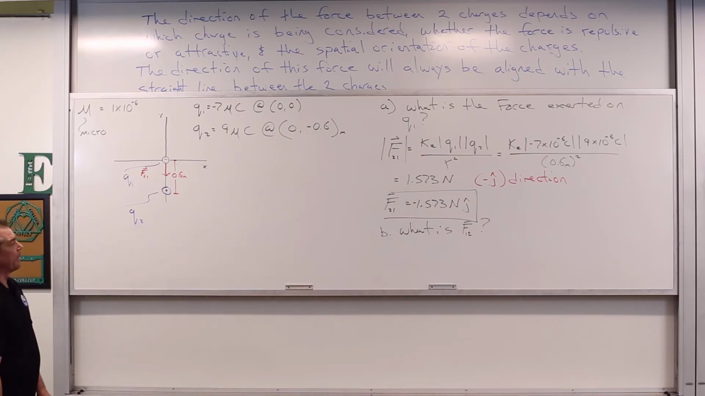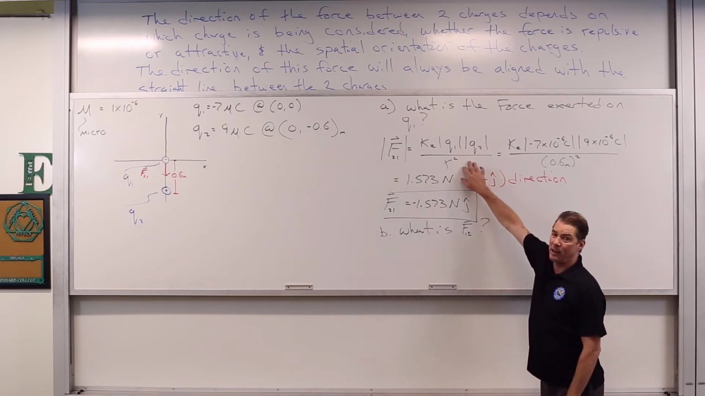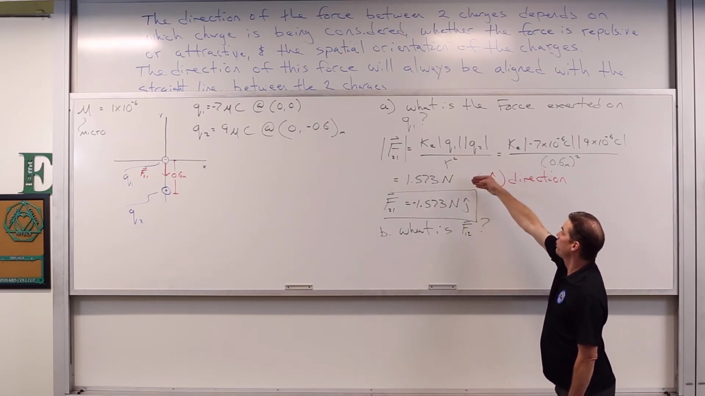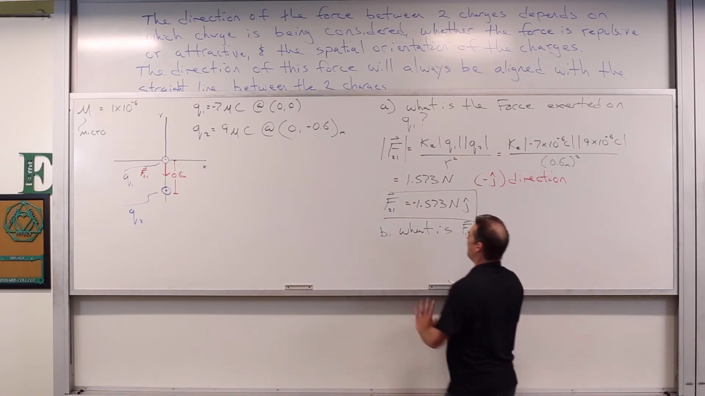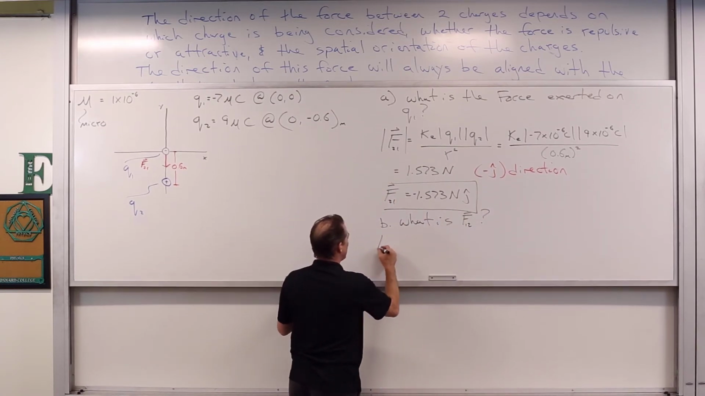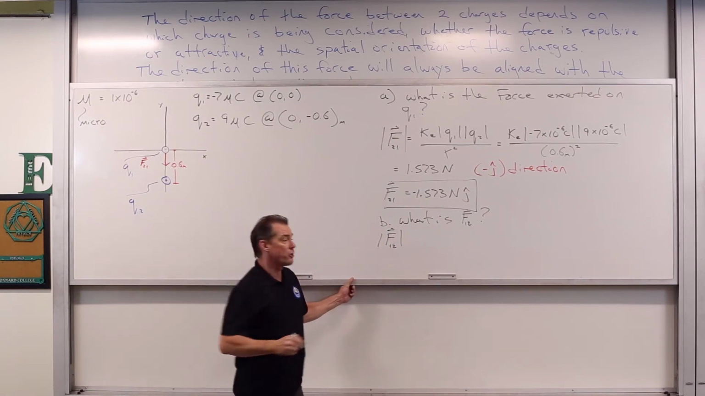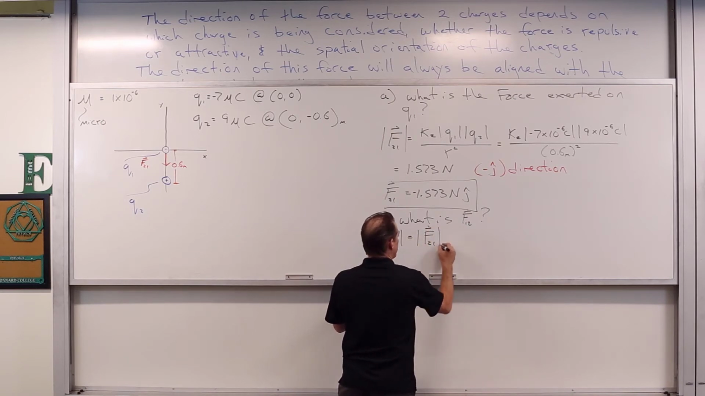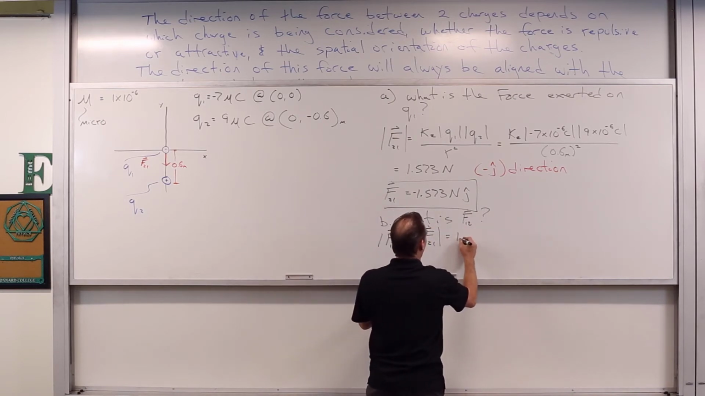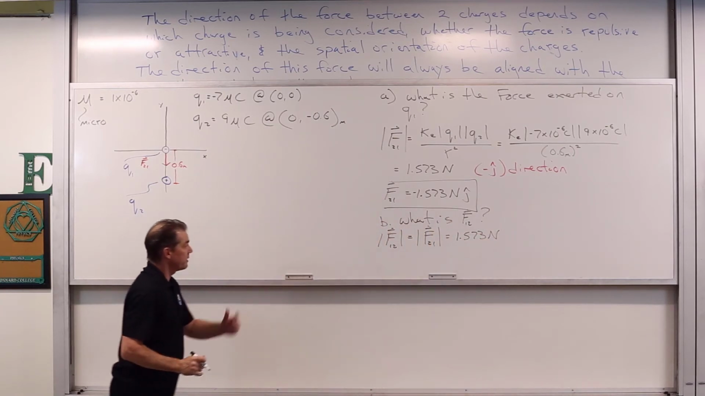Well, let's go ahead and think about this. The force of interaction, in terms of its magnitude, involves the same quantities here: K sub E, Q1, Q2 divided by R squared. They're equal distances away from one another, right? So in the end, the magnitude of the force that Q1 exerts on Q2 is equal to the magnitude of the force that Q2 exerts on Q1, which is equal to 1.573 newtons. Great, so we got the magnitude.